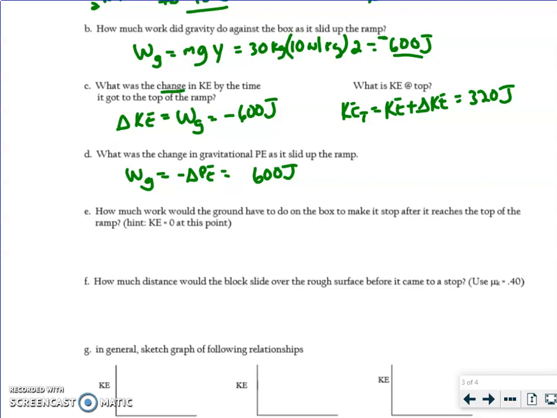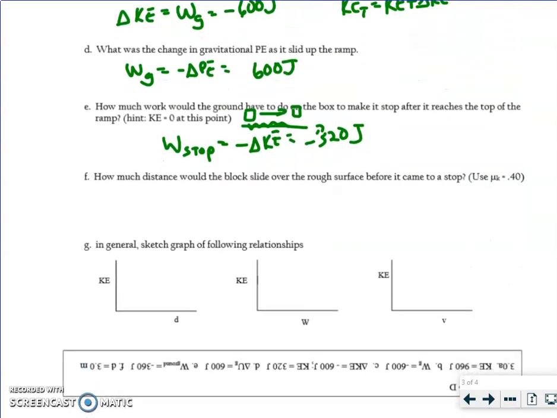So at the top of the ramp, we have potential, but when it's sliding this way, we're off the rough surface, and the potential is not going to change because we're at the same height. So when this box comes to a stop, it's lost all its kinetic. So the work done to stop it is equal to the loss in kinetic, which is going to be negative 320 joules. So it has that much kinetic at the top. Potential is not changing, so we're not going to bring that into play.